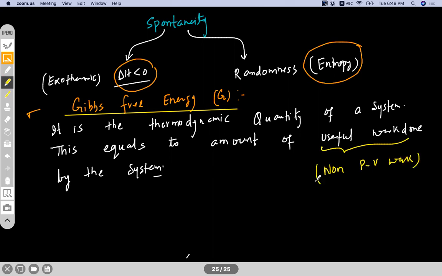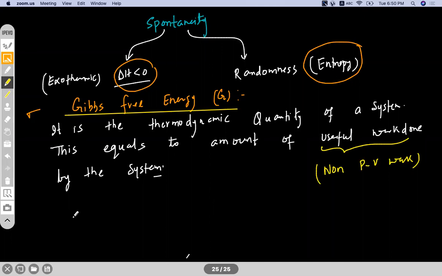Like suppose you have a chair over here. You take this chair and put it somewhere else, from the bedroom to the hall, you have done some work, right? This is non-expansion work. So if I take a chair from here and keep it somewhere else, I have done some work. This work equals the decrease in my Gibbs free energy, right? I have a pen over here. I take this pen from here and keep it somewhere else. So I have done some work, and this work is done at the cost of my Gibbs free energy, right?